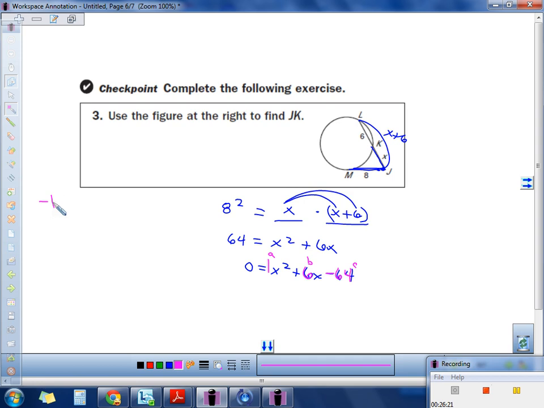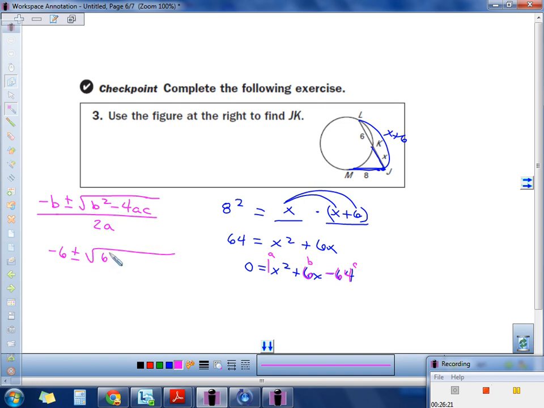Our quadratic formula looks like this. Negative b plus or minus the square root of b squared minus 4ac all over 2a. So make sure all over 2a. And make sure this square root is all over that term as well. Now we substitute in our values. So it's opposite of b first. So it was positive 6. Now it's going to be negative 6.